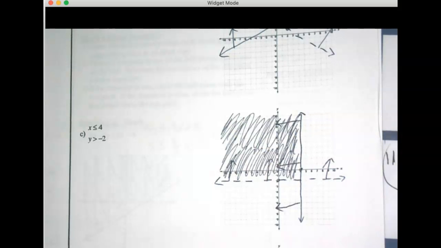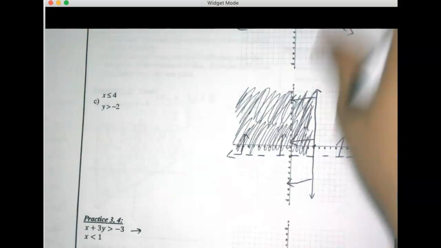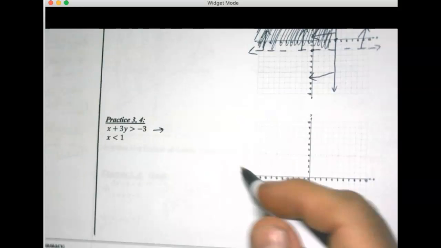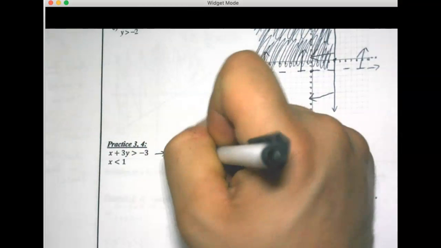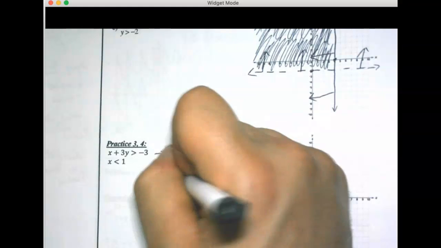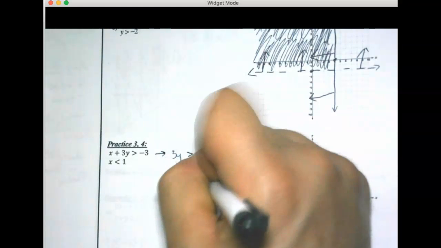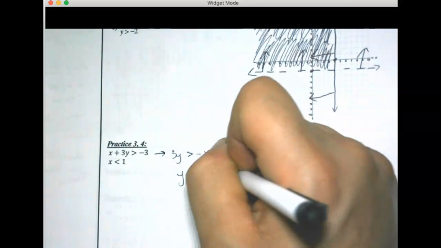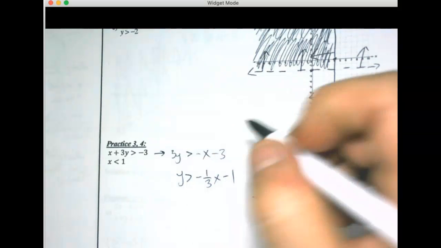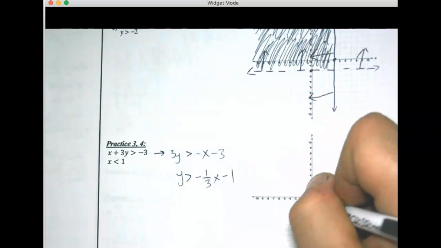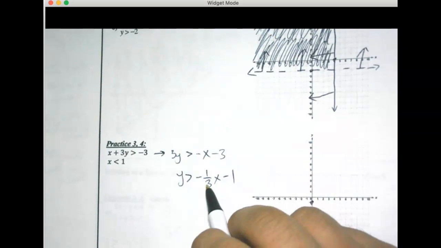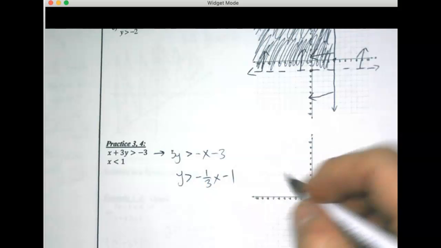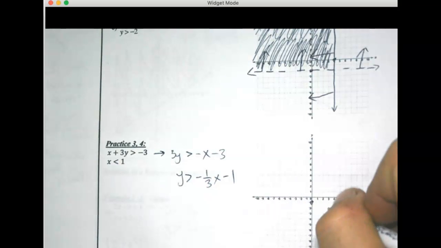This one here, I'm going to again get y by itself, so start by subtracting x. Now divide by 3 to get y by itself, so y is greater than -1/3 x. 3 divided by 3, that's -1. So I can grab this line, -1, where I begin, and then move, slope is -1/3, so that is down 1, 3 to the right.